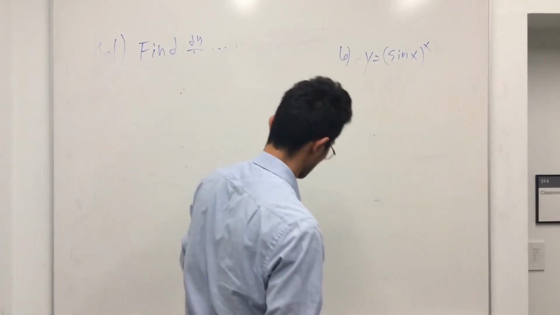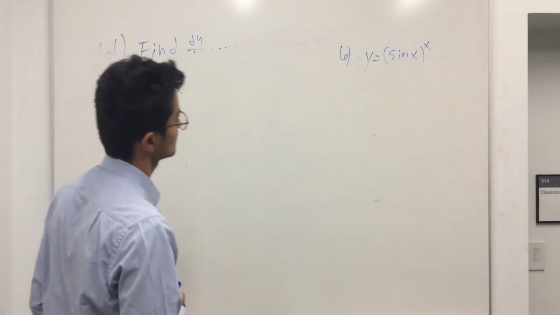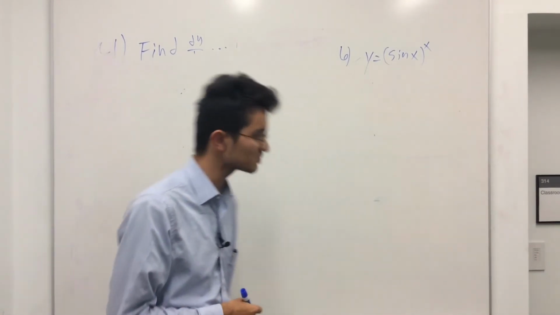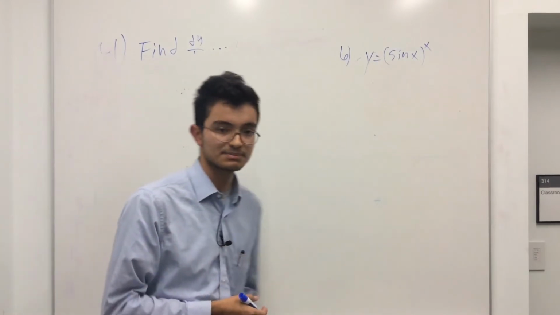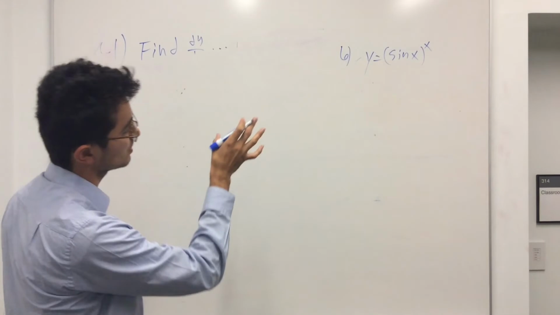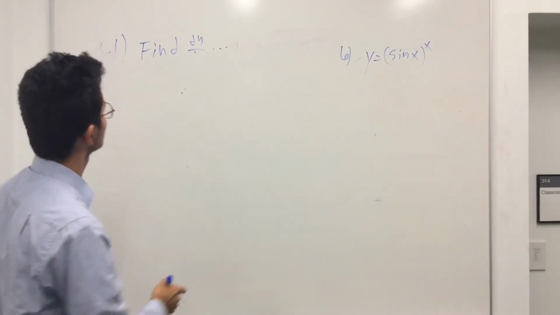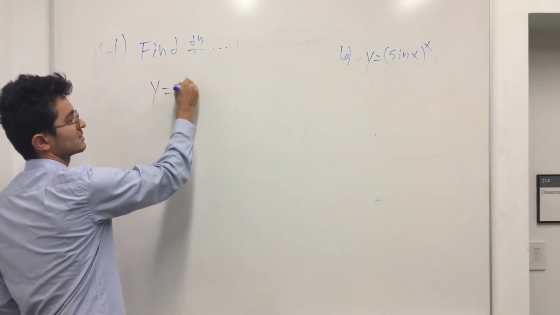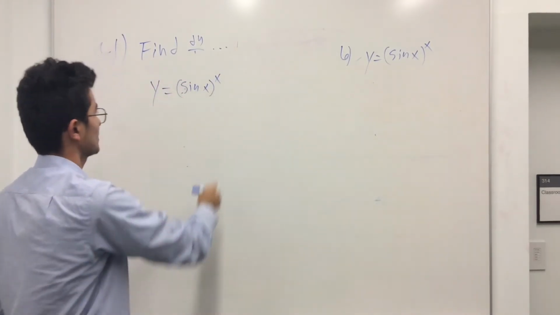Part B, we have y equals sine of x to the x, right? Now in this case, we can either go straight and differentiate this explicitly, but that's just a pain. So you don't want to do that. You're going to use advantage of the logarithmic rules for differentiation. So if you have y equals sine of x to the power of x, you just take ln of both sides because you have an x power.